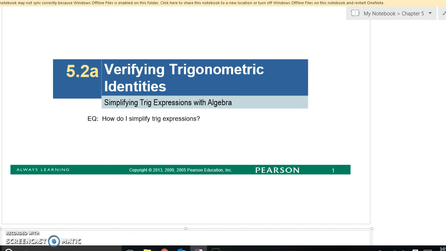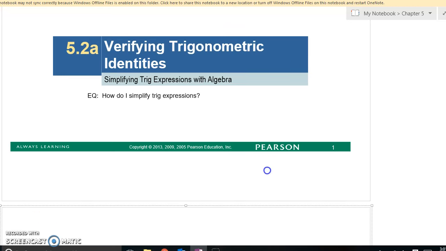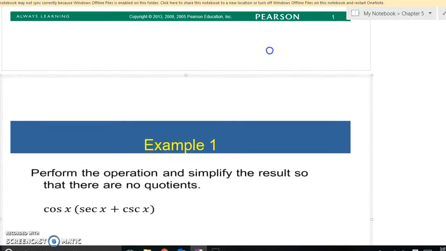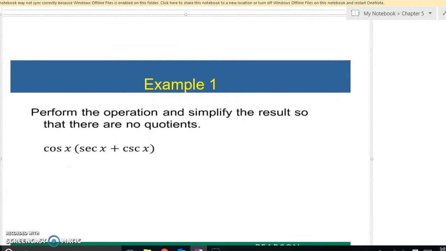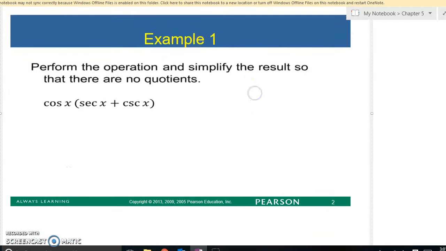Anyways, today we're going to talk about 5.2, which is continuing on with verifying trig identities, and specifically with the simplifying expressions part. So I'm going to work through these examples that are on here. Feel free to pause at any point in time. I'll probably just work through them pretty quickly. So pause, review, all that kind of stuff you need to do.